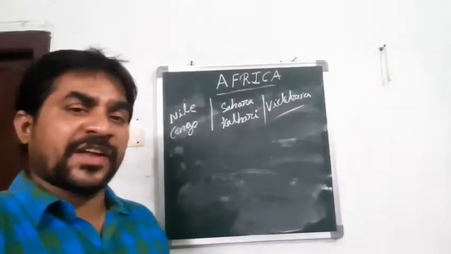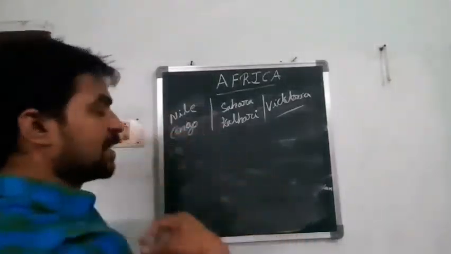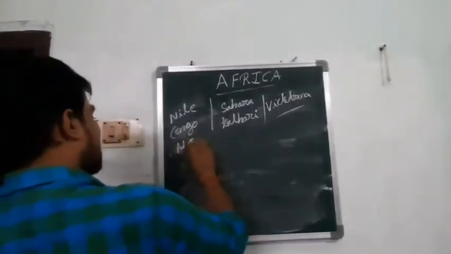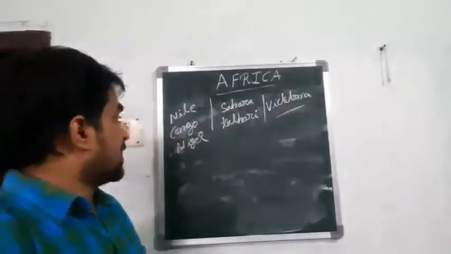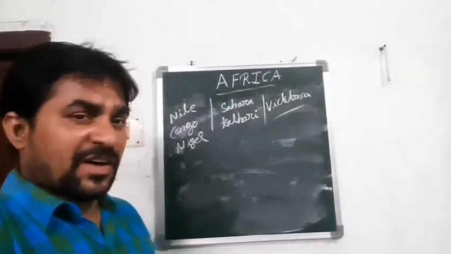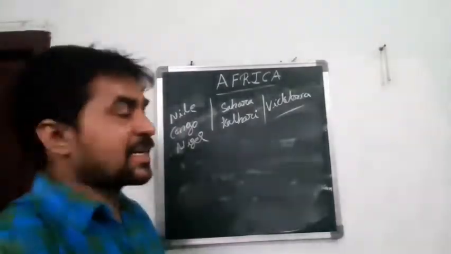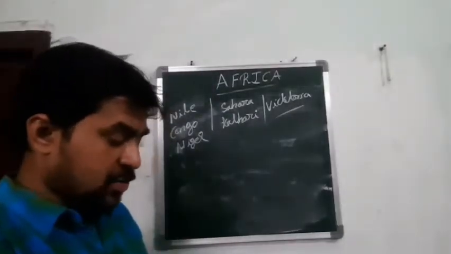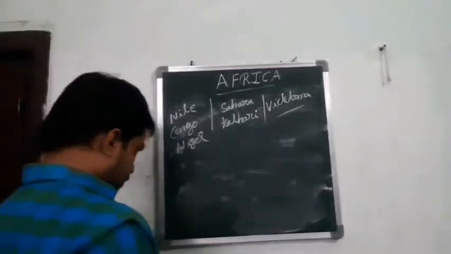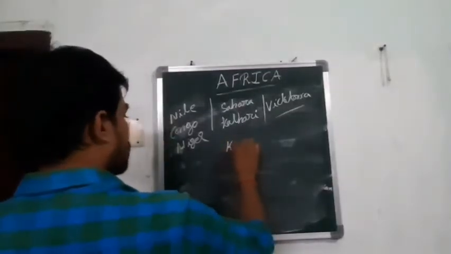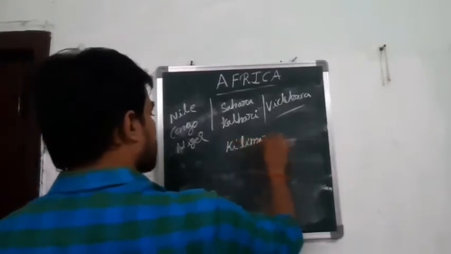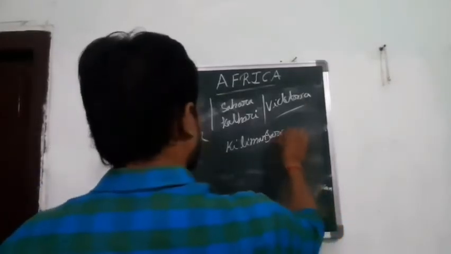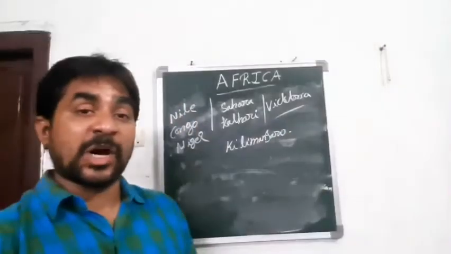And the coastline of Africa is very narrow. See properly: the Nile and Congo, and one more river called the Niger. These are some important rivers that flow in the region of Africa. Sahara and Kalahari are also important deserts, and Lake Victoria can also be found. And one more is Mount Kilimanjaro, the highest peak.